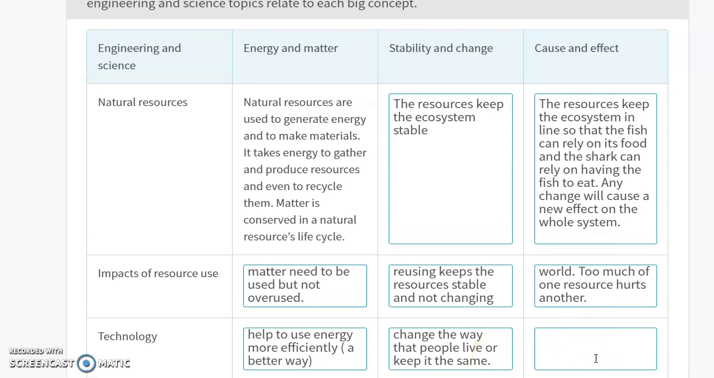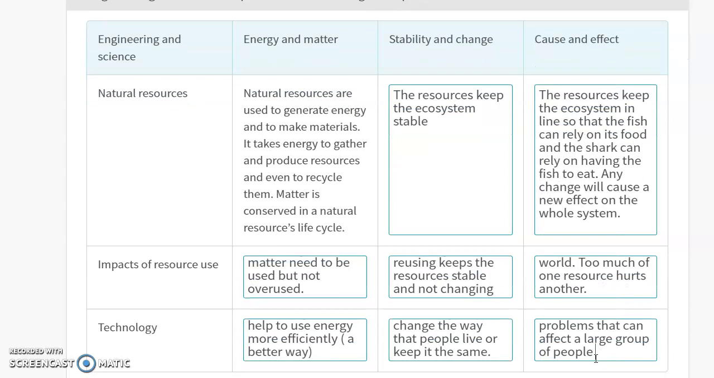When you're talking about a cause and effect of technology, how can technology create something that changes? So technology has the ability to solve problems that can affect a large group of people. So previously we wanted to be able to do research on our phones. So the technology has evolved to do that. And that's not just affecting me or you, that's affecting all of a human society that's able to buy one of those phones.